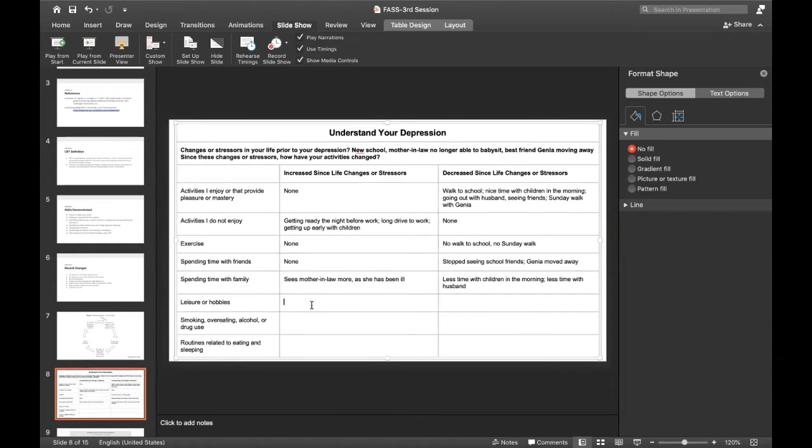Okay, how about leisure or hobbies? Nothing there. How about decreases? No school play. Okay. And no other extracurricular activities.